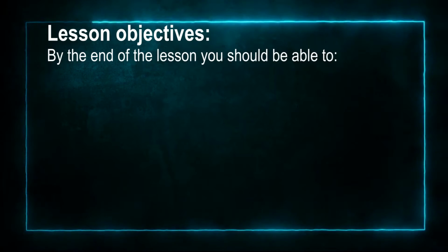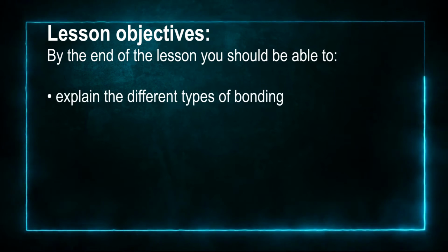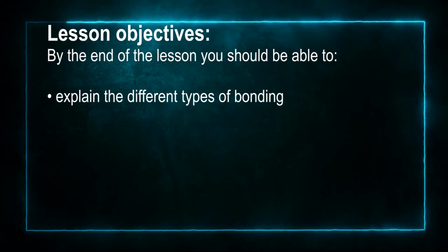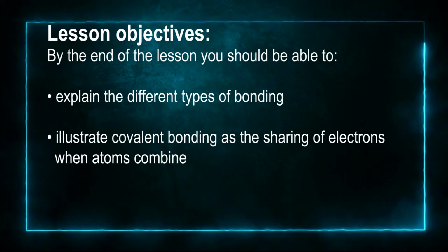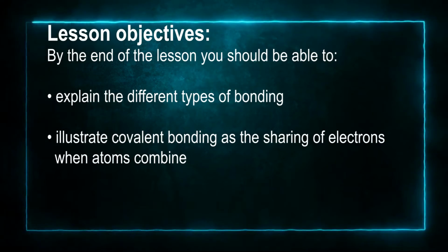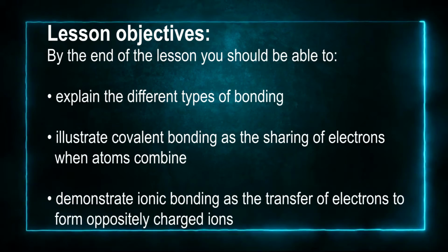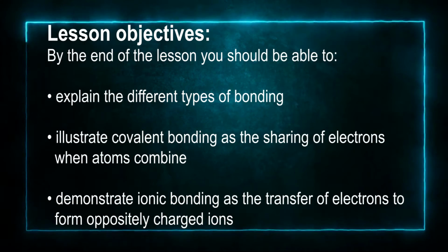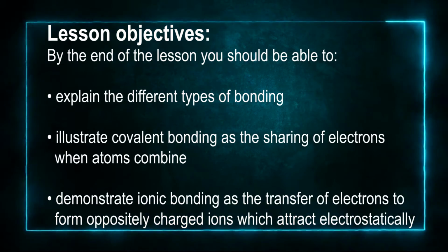By the end of today's lesson, you should be able to explain the different types of bonding, illustrate covalent bonding as the sharing of electrons when atoms combine, demonstrate ionic bonding as the transfer of electrons to form oppositely charged ions which attract electrostatically. Now that you have seen the lesson objectives, let's start with the lesson.